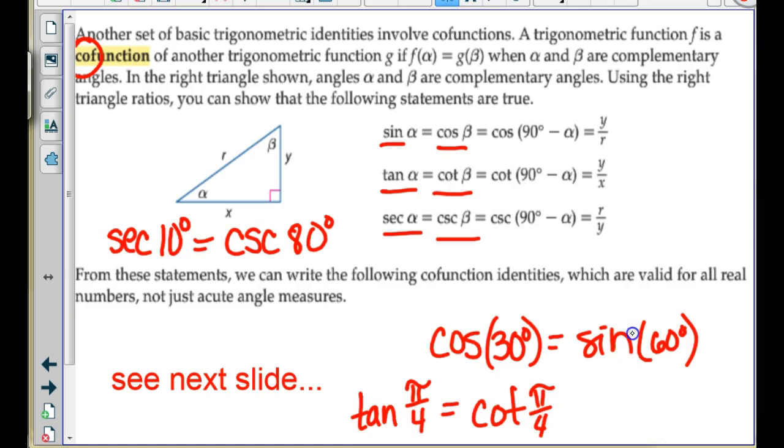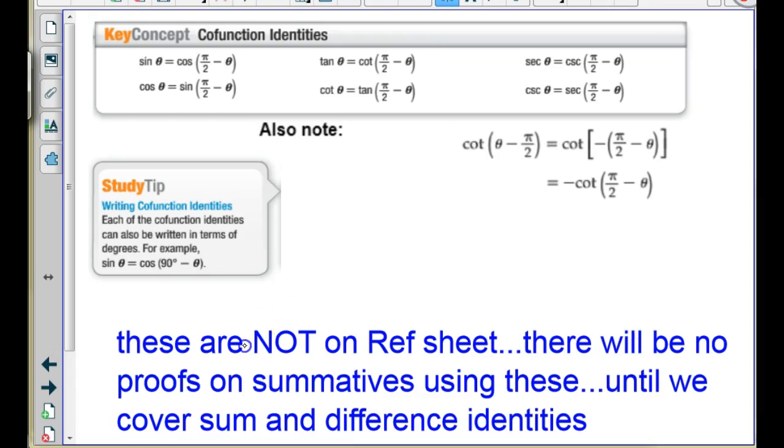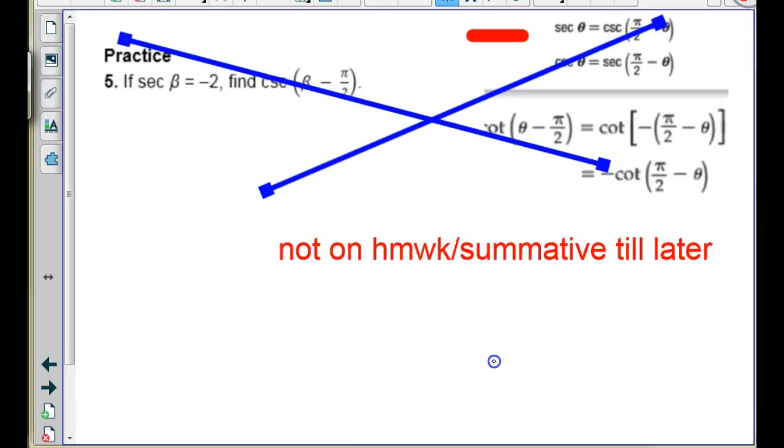All right, these are not on the reference sheet because you're not going to need to use them as a proof until we get to the sum and difference things, okay? So I didn't put them on the reference sheet because I'm not going to ask you to do them on a quiz.